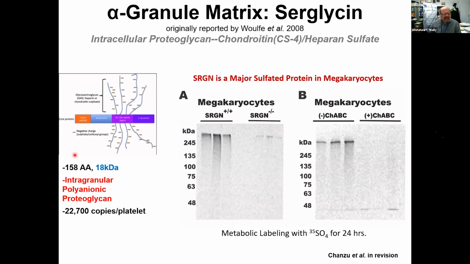It is a fairly small molecule, 158 amino acids, and it contains this long stretch of serines and glycines that are highly decorated with carbohydrates, specifically glycosaminoglycans. And we think it serves as a matrix for the granules. And I'll show you some data to try to support that.